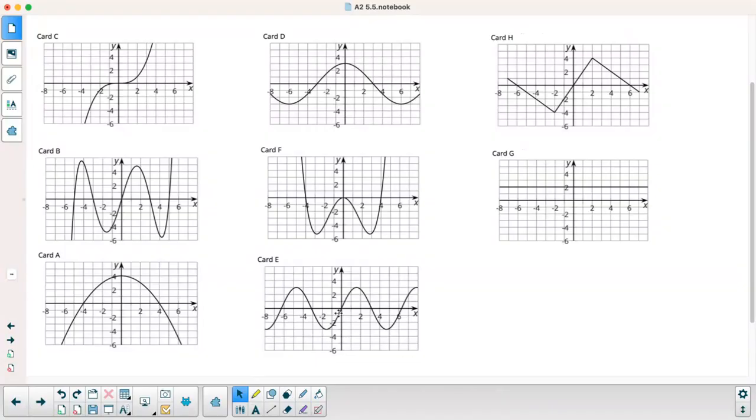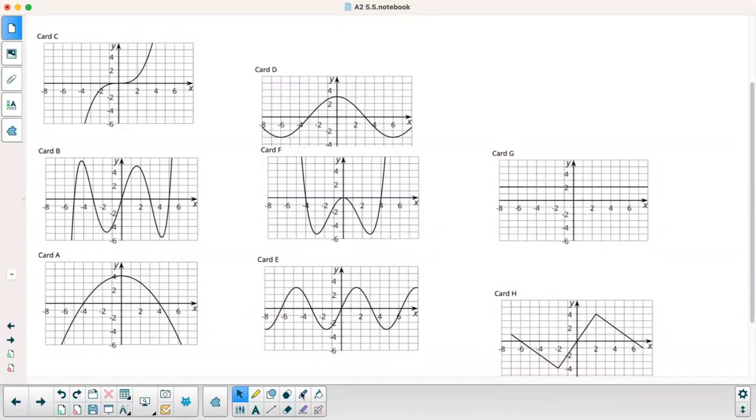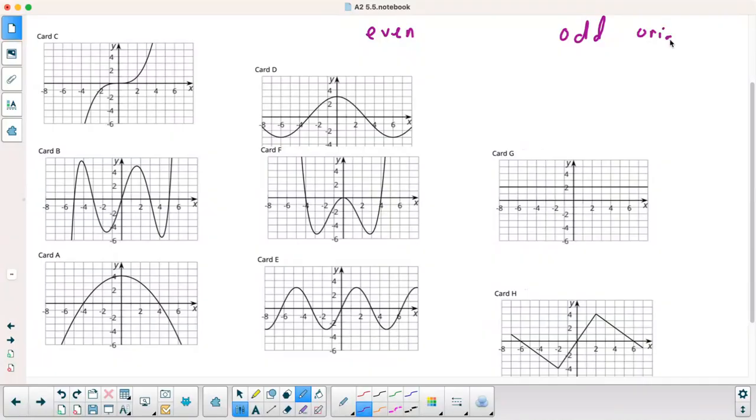So let's do it. Let's see here. Let me move this here. So I'm going to make one here. This is going to be odd. And this is going to be even. So odd is origin symmetry. So x-axis and y-axis reflection. And this is going to be y-axis symmetry for my evens. All right. So hopefully they all have some symmetry.